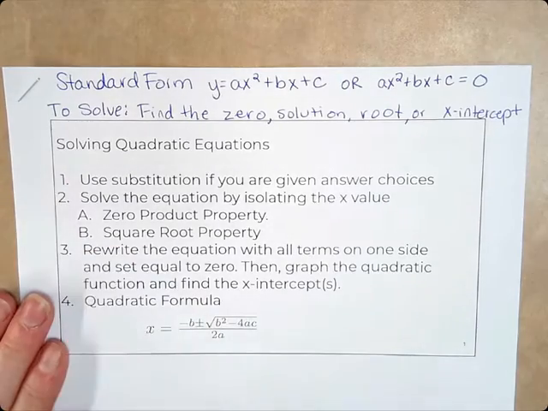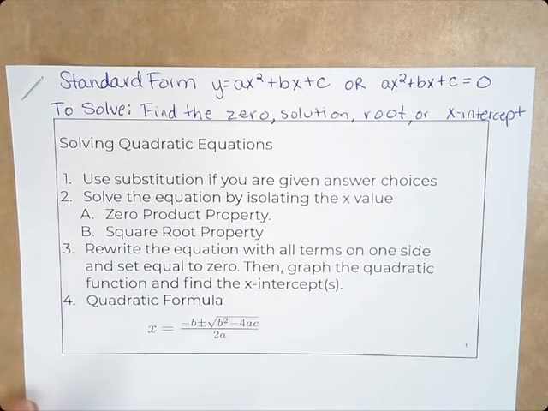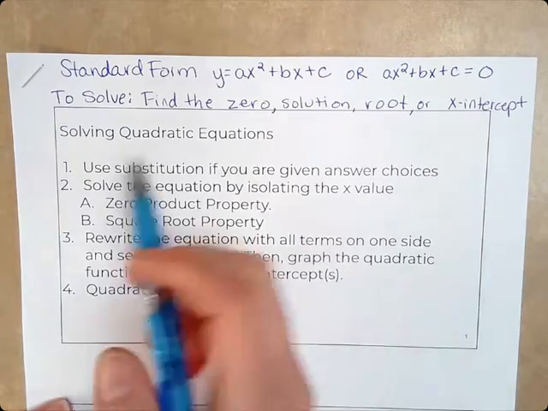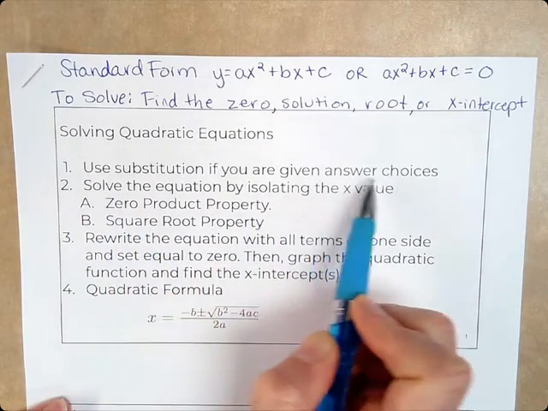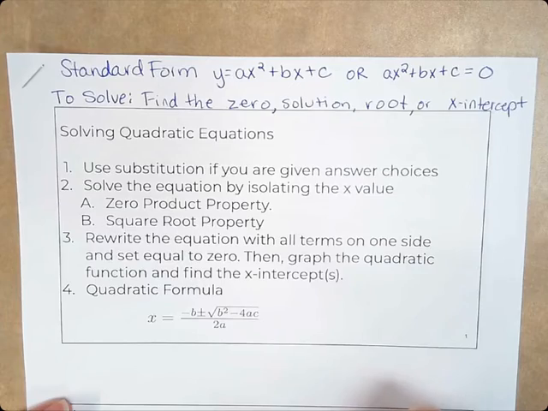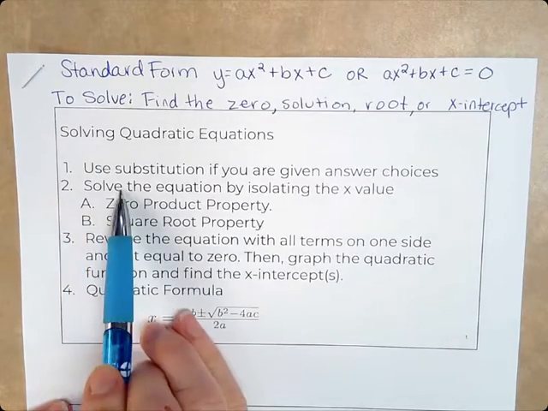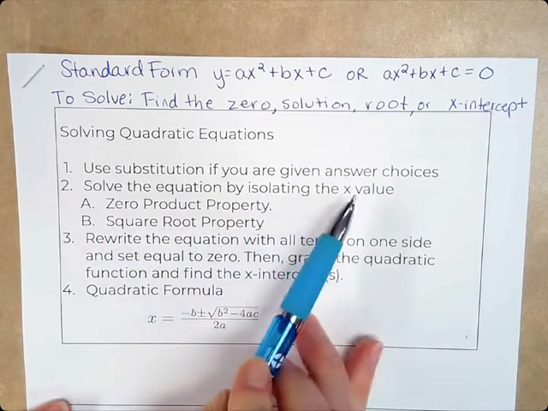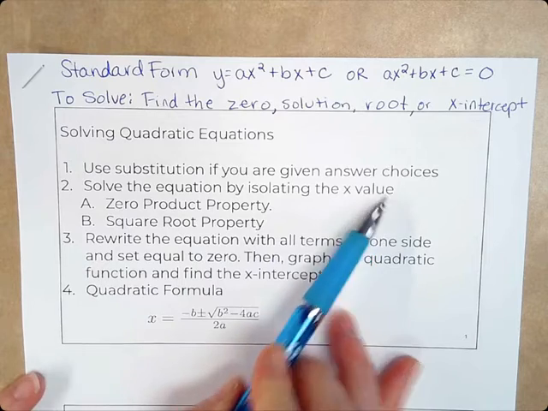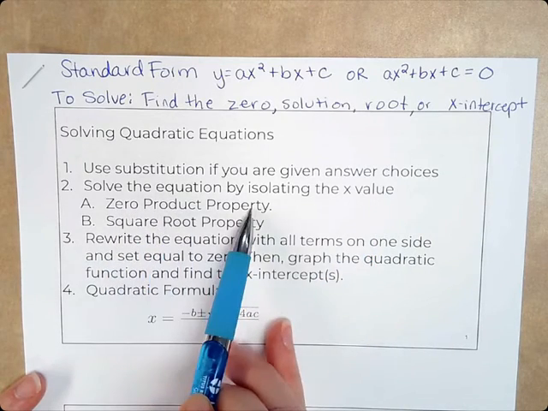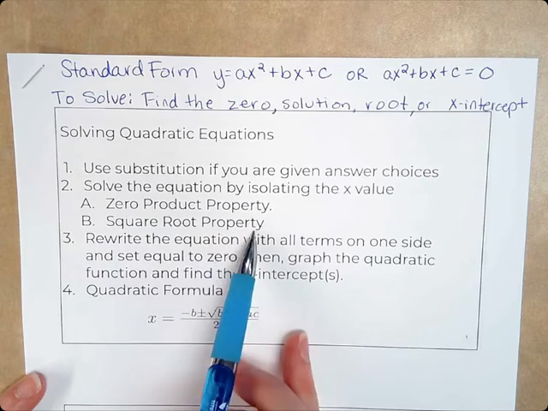There are a few different ways to solve quadratic equations. The first one is U-Substitution if you're given answer choices. Number 2 is solve the equation by isolating the x value. You can use the zero product property or the square root property.